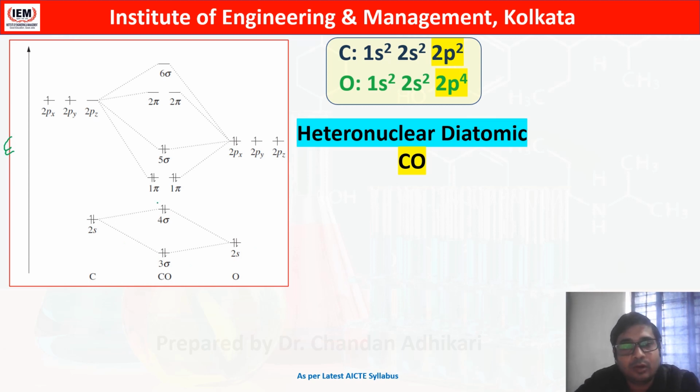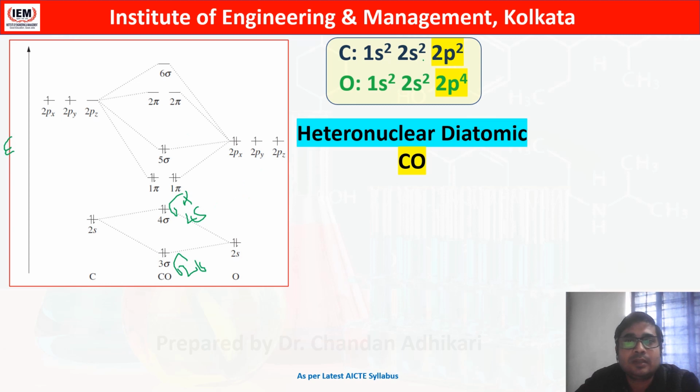occupy all the bonding and anti-bonding orbitals. Forget about this 3 sigma, 4 sigma. You can talk about this as sigma 2s, this is sigma star 2s, right? This is sigma 2p, this is pi 2p, this is pi star 2p, this is sigma star 2p, like that. You remember, the similar way you have done it with homonuclear.